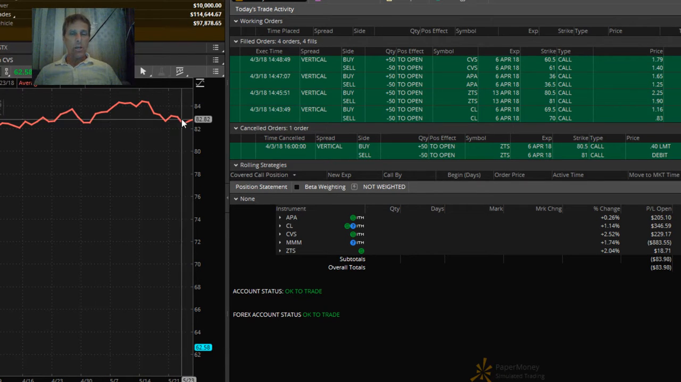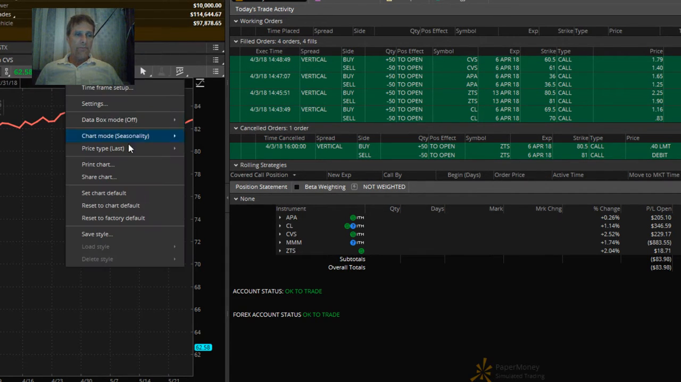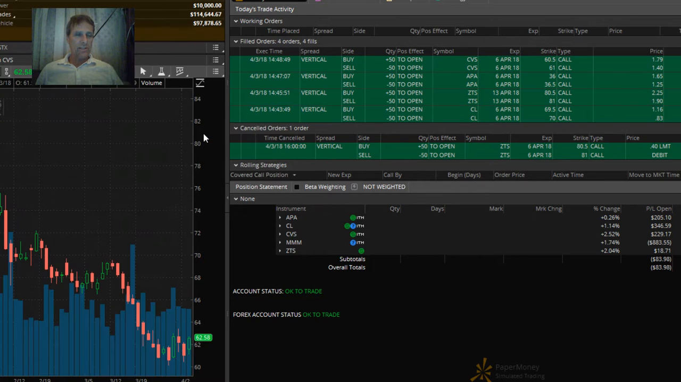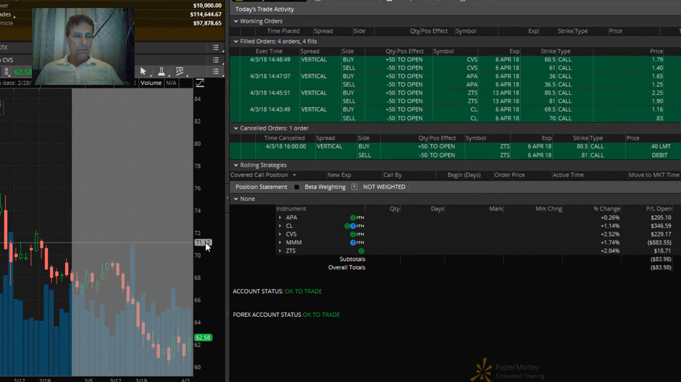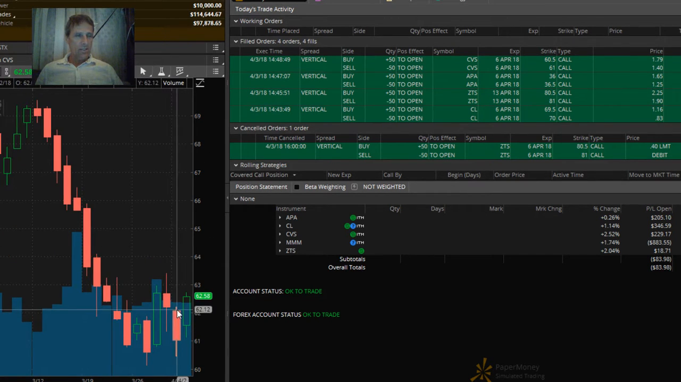She's basically going sideways. That's pretty great because we don't care where she goes. As long as she stays, where are we? CVS. As long as she stays above 61 by 4 o'clock on Friday. We go back to the standard chart. Okay, she closed at 62.58.